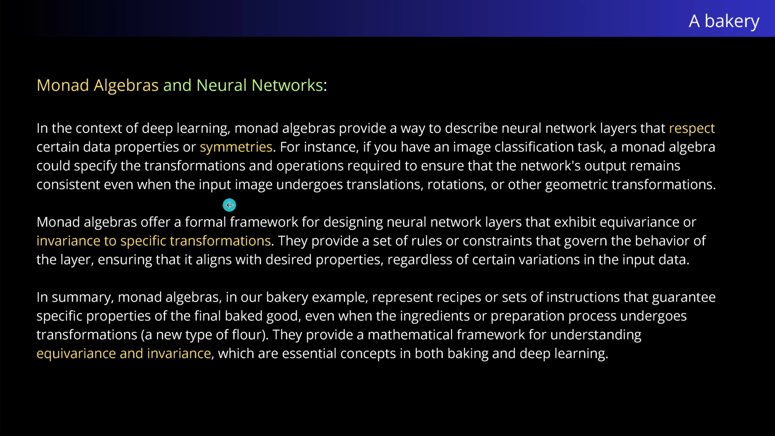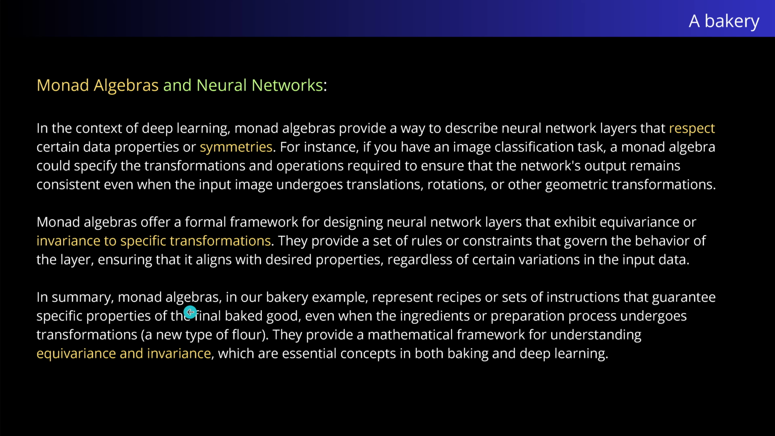So we have now a formal mathematical framework for designing neural network layers that exhibit, for example, in the simplest case, an equivariance or an invariance to specific transformations. So we have here a rule book, or a set of constraints, that govern the behavior of the layer, ensuring that it aligns with desired properties.